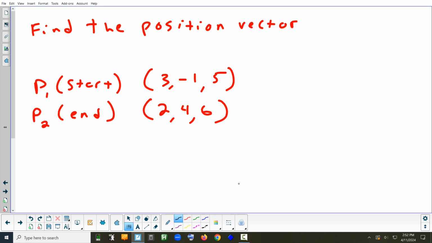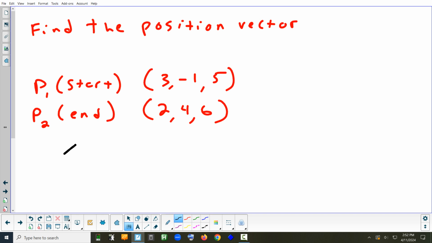Okay, so next question we're going to look at is finding a position vector. All the problems that are on the test are going to be in both. You'll see a 2D problem finding position vector and then a 3D, but it's still the same idea. Okay, so we'll focus on the 3D.